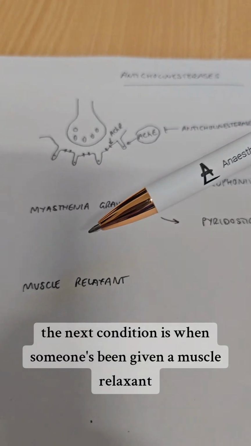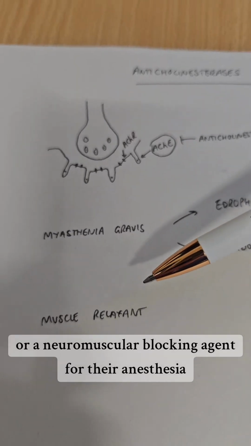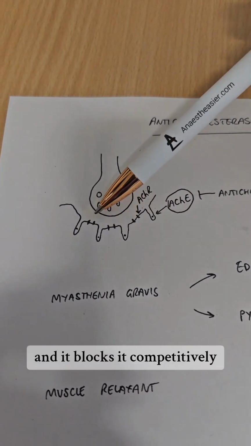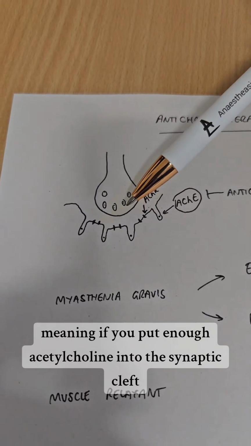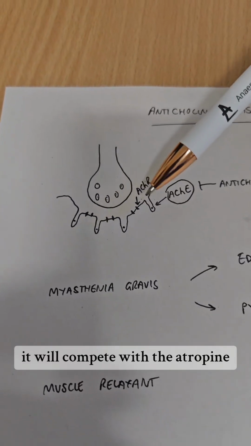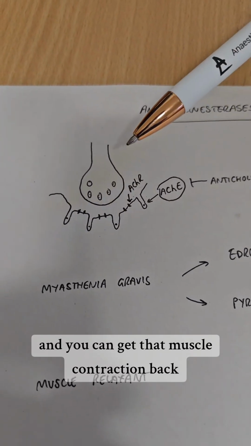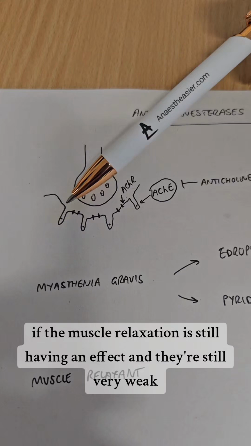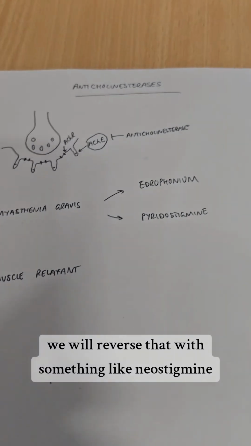The next condition is when someone's been given a muscle relaxant or a neuromuscular blocking agent for their anesthesia, such as rocuronium. What this does is it simply comes and blocks the acetylcholine receptor, and it blocks it competitively, meaning if you put enough acetylcholine into the synaptic cleft, it will compete with the rocuronium, and you can undo that muscle relaxation and you can get that muscle contraction back. So at the end of surgery, if the muscle relaxation is still having an effect and they're still very weak, we will reverse that with something like neostigmine.